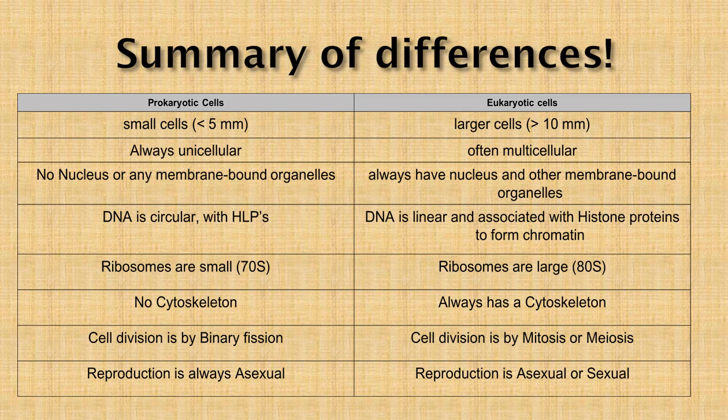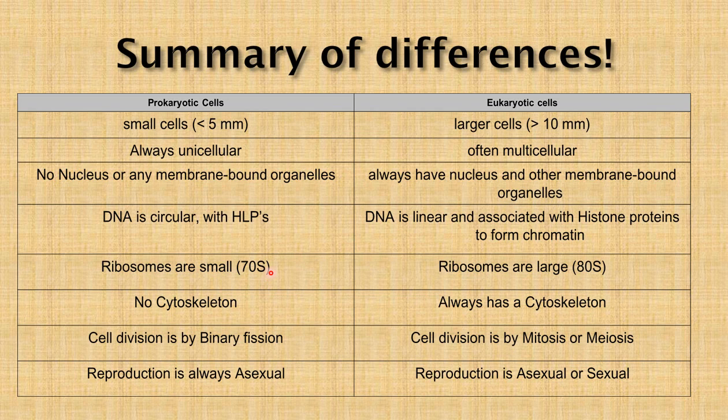Now, let's summarize the differences between the prokaryotic and eukaryotic cells. Prokaryotic cells are small, while eukaryotic cells are large. They are always unicellular, while eukaryotic cells are often multicellular. No nucleus or any membrane-bound organelle is found in prokaryotes, while eukaryotes always have a nucleus and membrane-bound organelles. The DNA in prokaryotes is circular, while DNA is linear and associated with histone proteins to form chromatin in eukaryotes.